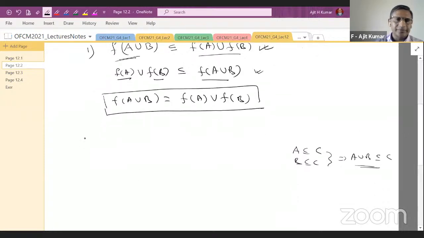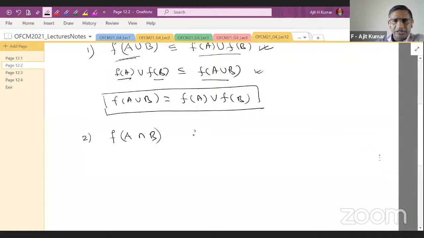Let us look at what happens if we take intersection. So what is it that we will be looking at now? Look at A intersection B, and then look at f of this. On the other hand, you have f of A intersection f of B. We want to check whether this is a subset of this, or this is a subset of this, or both are true.